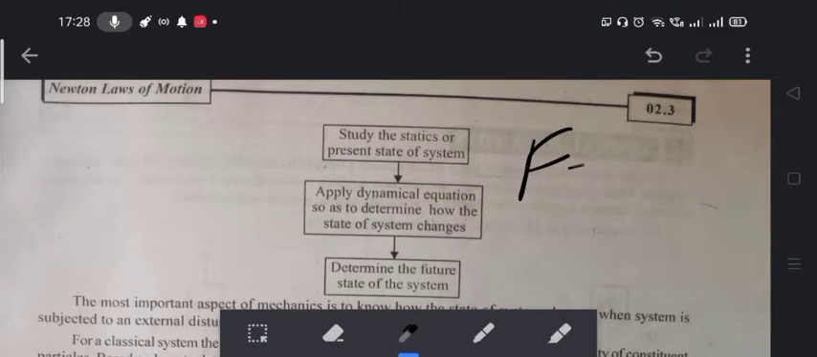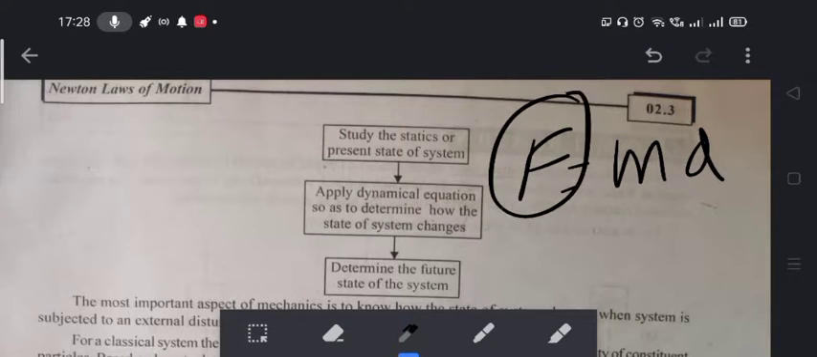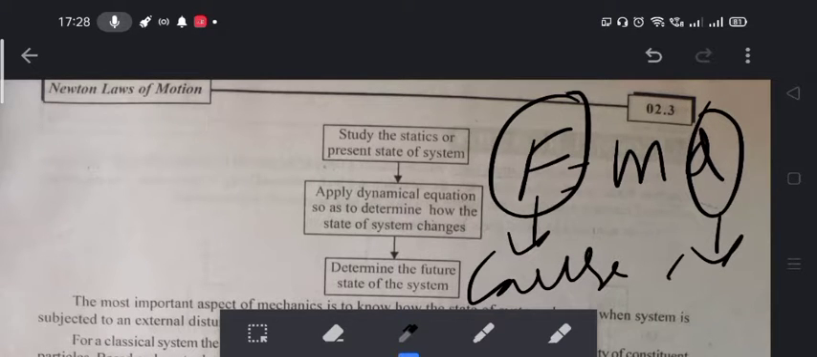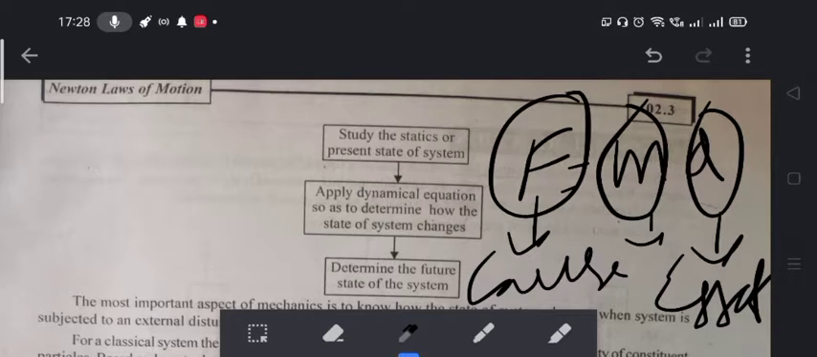The algorithm says the study of statics of systems includes the equation F is equal to ma, where F is equal to cause, a is acceleration, the effect, and m is inertia. Without this cause F, there is no acceleration a.